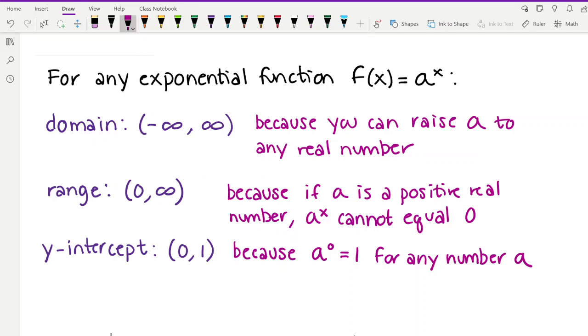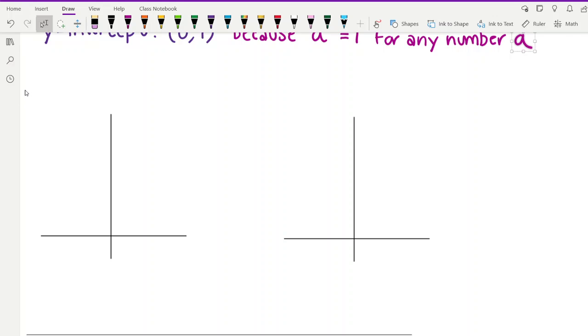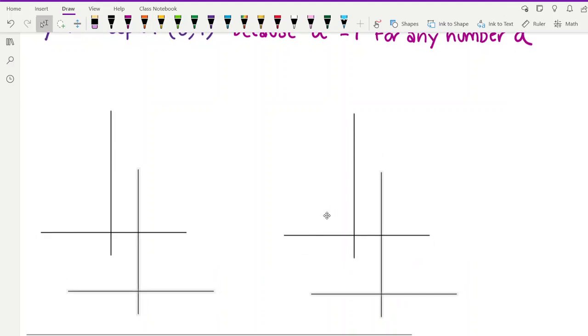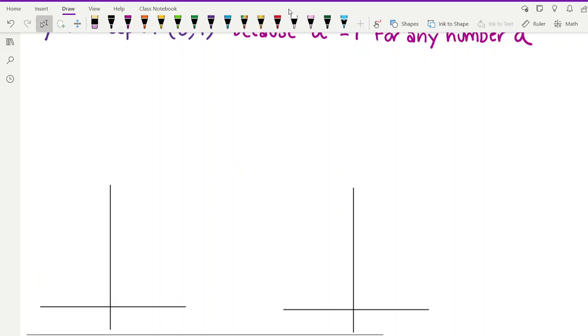So, how do you find the y-intercept? Well, it's what you get by plugging in 0 for x. And so if you take a number and raise it to the 0, you get 1. The other thing I want to talk about, let me just move these down a teeny bit. We're going to draw a general shape for a couple of different cases.